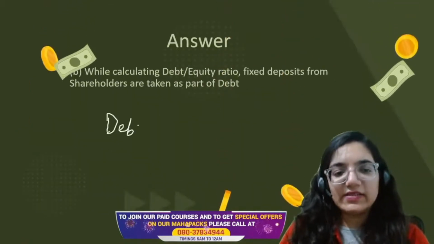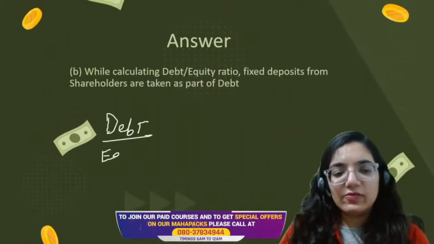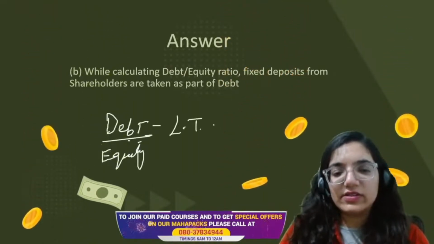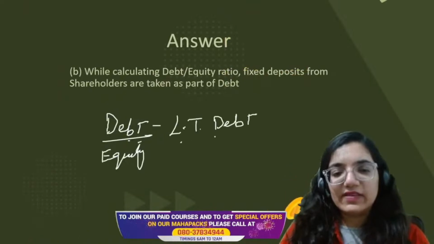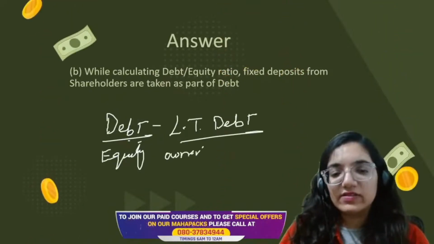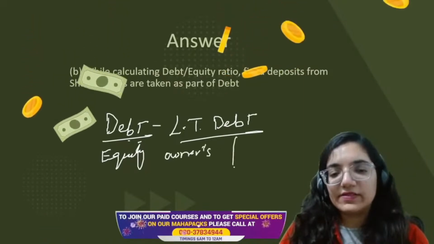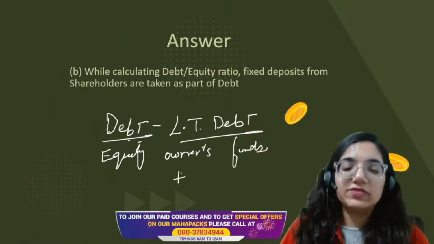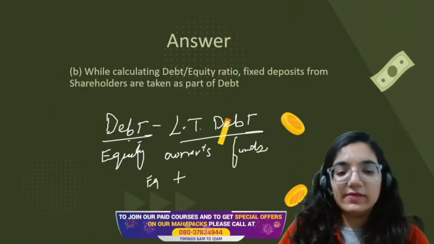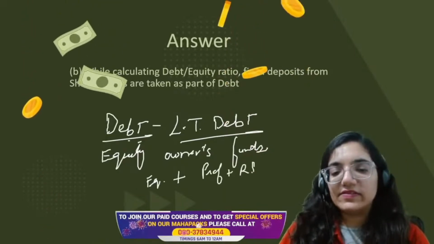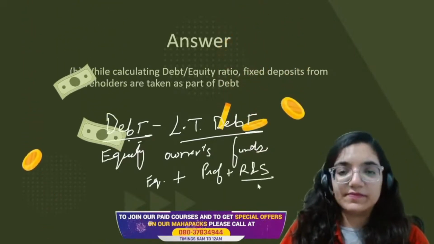Debt upon equity can be stated as the long-term debt upon the owner's capital. This includes owner's funds. Owner's funds include equity plus preference plus reserves and surplus. Okay?